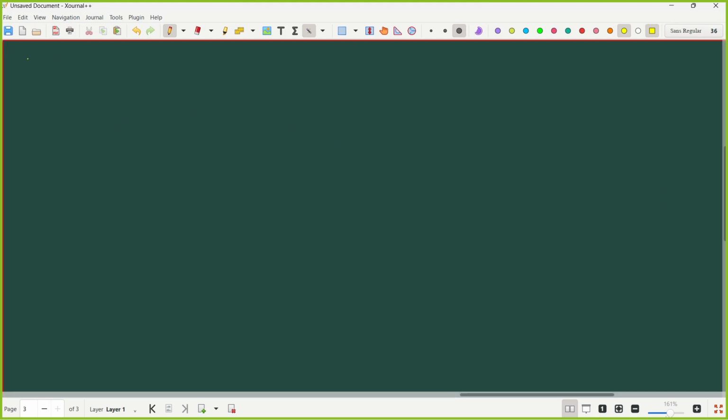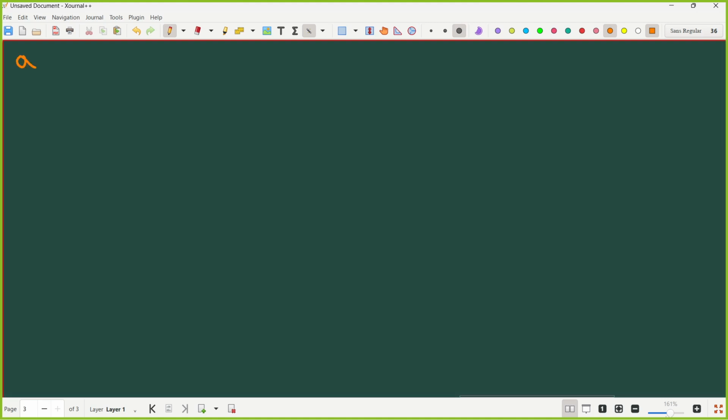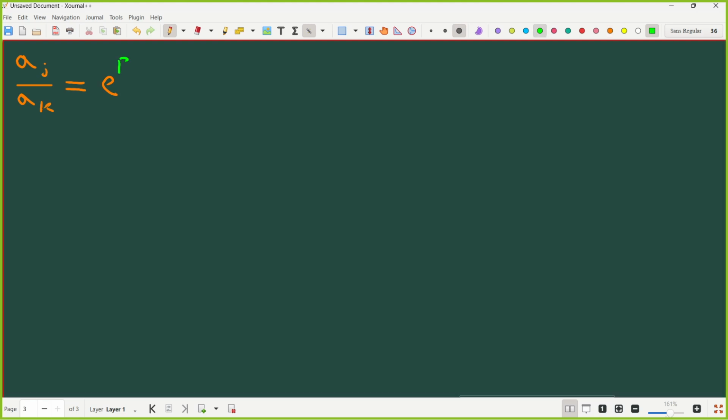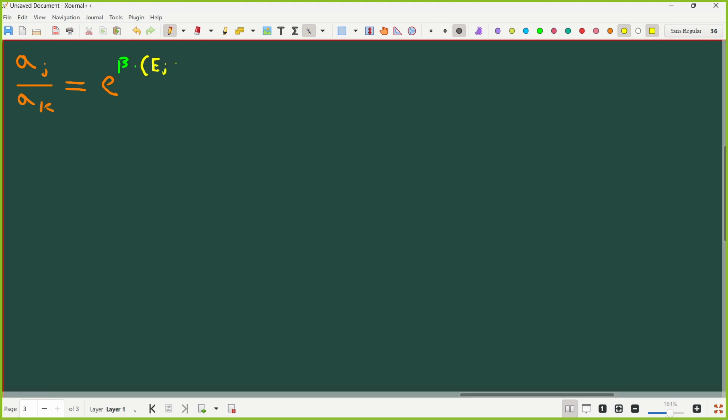So we have that basically the number of particles in energy J divided by the number of particles in energy K, or the number of boxes, sorry, is equal to e to the beta, we haven't determined what beta is yet, times the energy difference between those two states. So EJ minus EK. Okay, and it's not too hard to go to the next step. Just a little bit of algebra.